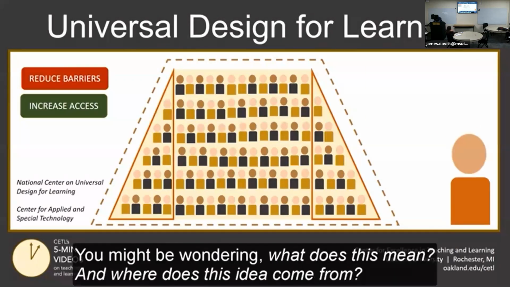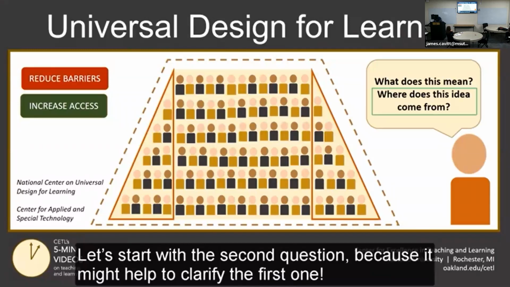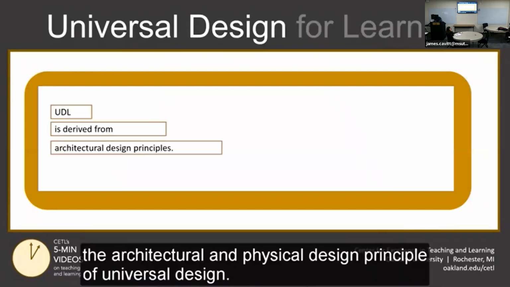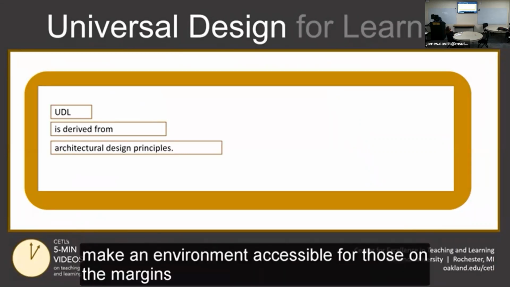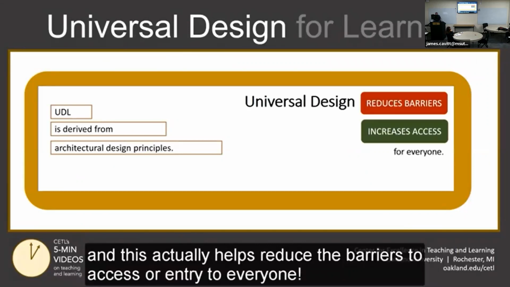You might be wondering, what does this mean? And where does this idea come from? Let's start with the second question, because it might help to clarify the first one. Universal Design for Learning comes out of the architectural and physical design principle of universal design. In this way of designing space, architects and planners make an environment accessible for those on the margin, and this actually helps reduce the barriers to access for entry for everyone.